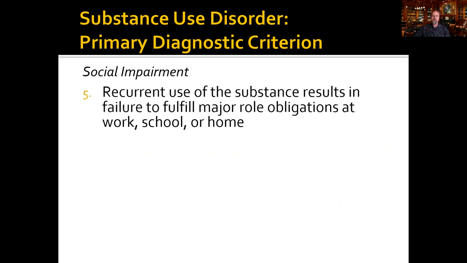The second category is social impairment. Social impairment meaning that the use of substances is causing problems socially or relationally. The first criterion is that the recurrent, more than once, use of the substance results in a failure to fulfill major role obligations at work, school, or home. The clinical judgment piece is trying to determine, what does failure to fulfill major role obligations actually mean?